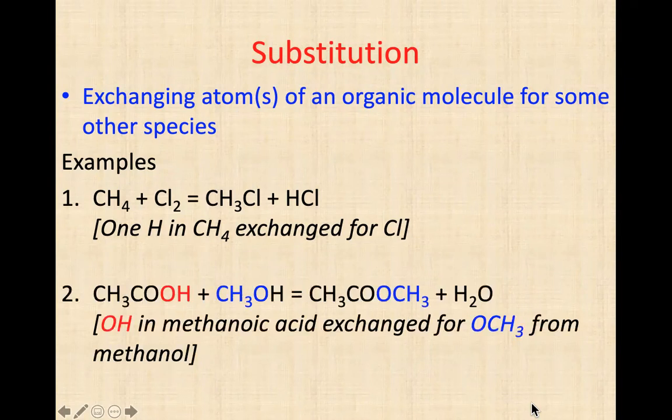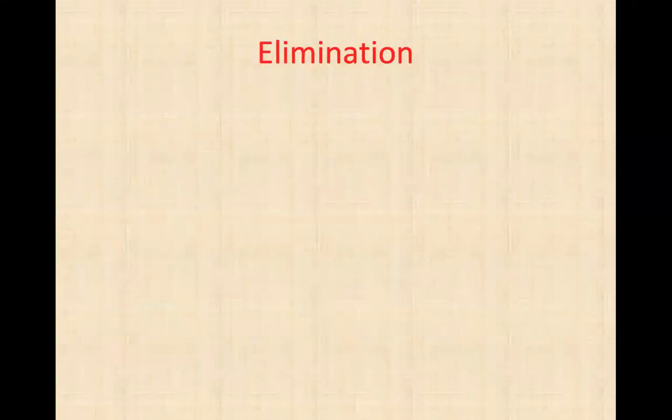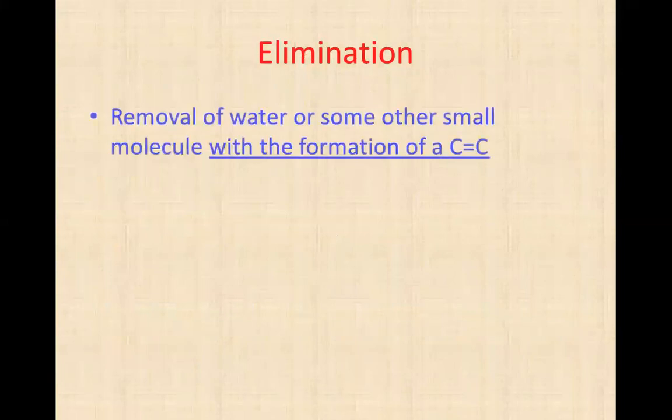CH3COOH and CH3OH and I can switch the OH for an OCH3. Okay, I swing it round, doesn't matter, it's still the same thing. Right? So the OH here is replaced by the CH3O. Here's a CH3O. I just happen to have put the oxygen first, it doesn't matter. And H2O. So OH in methanoic acid is exchanged for OCH3 from the methanol. So that's substitution, right? And then elimination, we've had elimination.